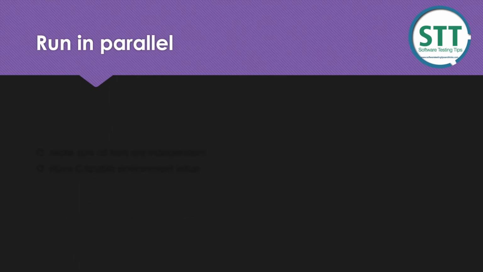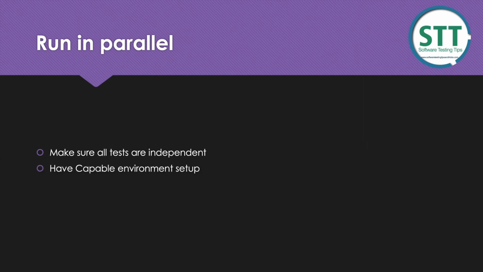Run in parallel. Everybody understands that running in parallel will speed up your automation tests, but the issue with parallel running is that all your test cases or test suites should be independent of each other and have a compatible environment setup. To run test cases in parallel, you need an environment where they run as fast as when you are running in sequence.